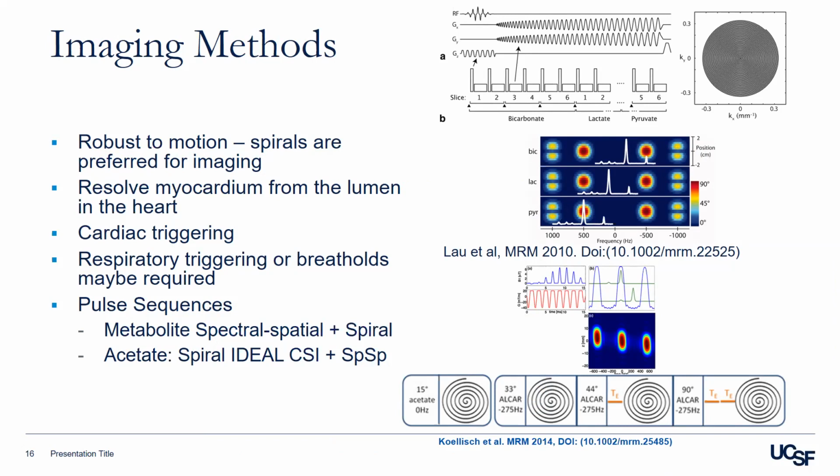Some of the best images you see use some variation of a sequence like this, which is a spectral-spatial excitation and a fast spiral readout. Spirals are really the readout of choice for fast cardiac imaging. Even that acetate result I zoomed through a couple slides ago is this ideal spiral CSI plus a spectral-spatial pulse. So again, spirals for their motion properties and spectral-spatial to enable fast imaging. So you can do one TR, get one image, with no chance of blurring across multiple TRs. And that's probably the least I've ever talked about in a presentation about whole sequences.